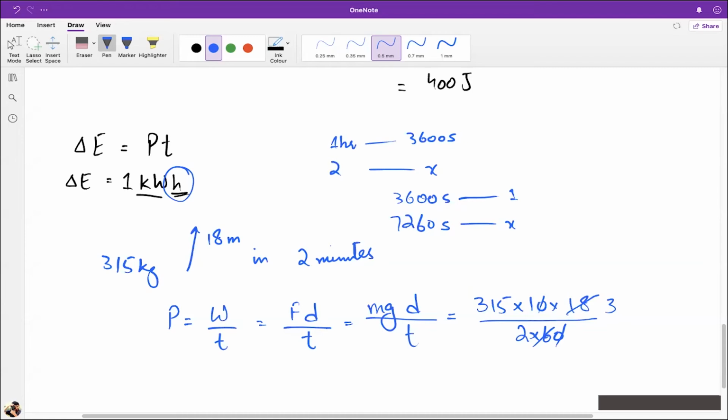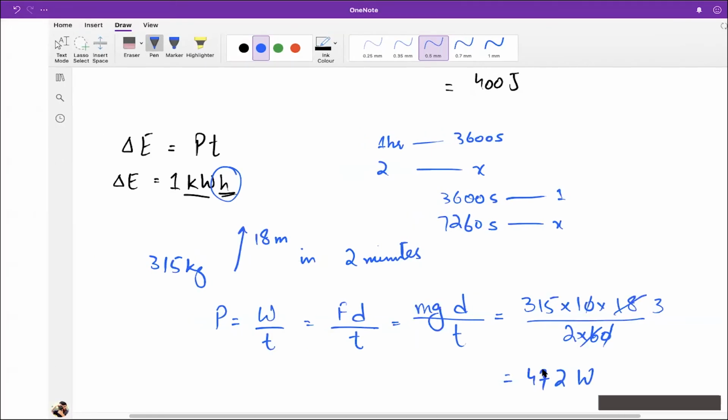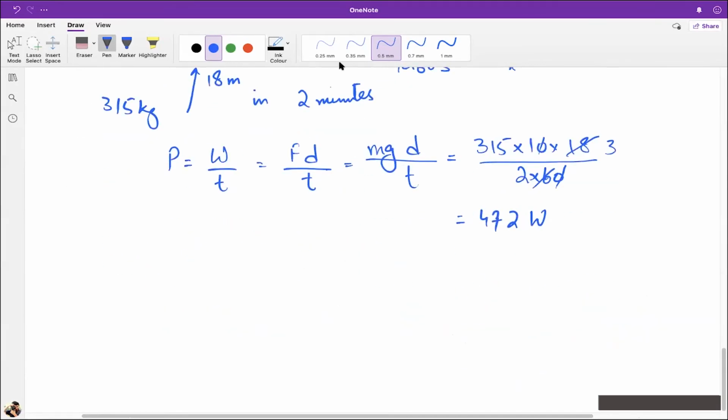So 315 times 3 divided by 2 is 472 watts. That means the power delivered by the machine in all this time is 472 watts. Now obviously, this energy is not what the thing had initially. So let's suppose they give you a diagram like this.